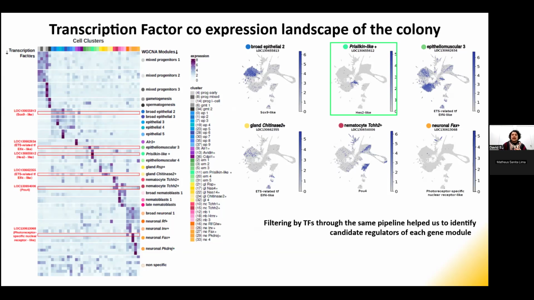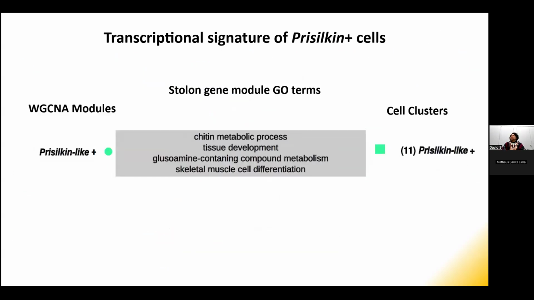But now we wanted to study more this cell type and this gene module, because when we see the GO terms, the gene ontology terms, the biological processes associated with both of these seem to be biomineralizing processes. So chitin metabolism, we have tissue development, we have skeletal muscle cell differentiation. So we aim further in this point of the research of the paper to investigate the nature of the pre-silkin positive cells.